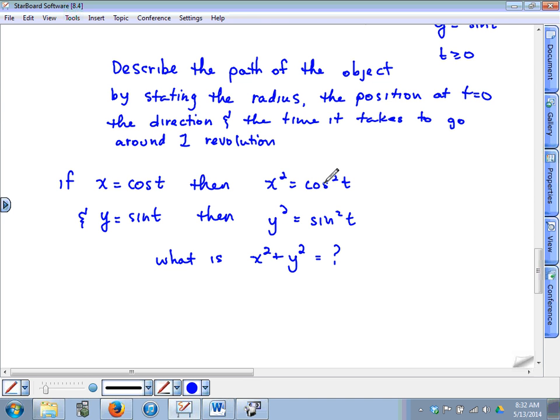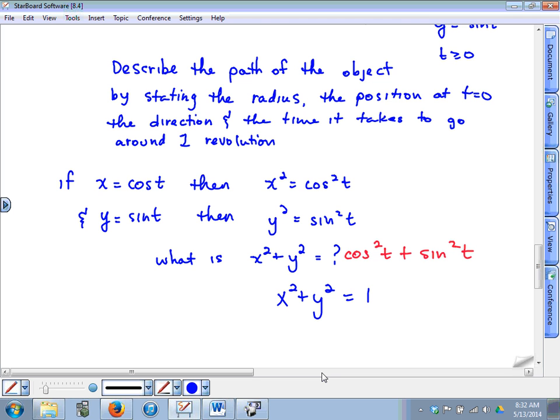But if x squared is equal to cosine squared, y squared is equal to sine squared, then isn't x squared plus y squared equal to cosine squared plus sine squared? So x squared plus y squared is equal to the sum of the right side of these equations. That's equal to cosine squared of t plus sine squared of t. Now use the Pythagorean identity. What is cosine squared plus sine squared? 1. So x squared plus y squared is equal to 1. That's the equation of a circle in standard form.